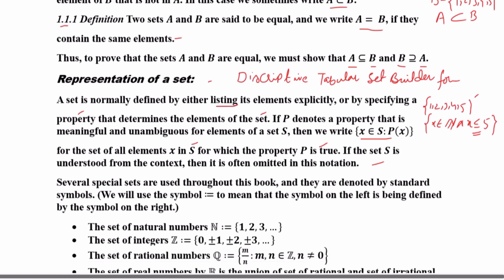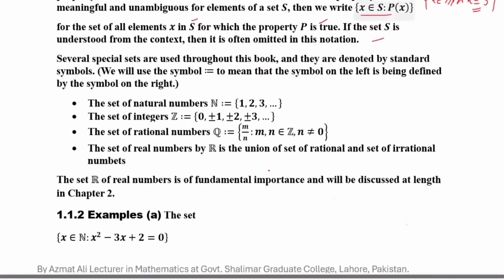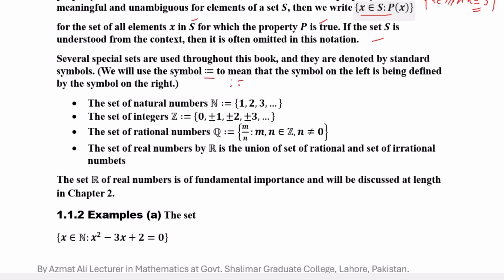Further, in this book, whenever the author defines something new, he always uses the symbol colon with equal sign, instead of just writing an equal sign between the two sides. For example, to define the set of natural numbers, he writes N with a colon equal sign like this: 1, 2, 3, 4. The set of integers, throughout the book, we will denote as 0, plus minus 1, plus minus 2.